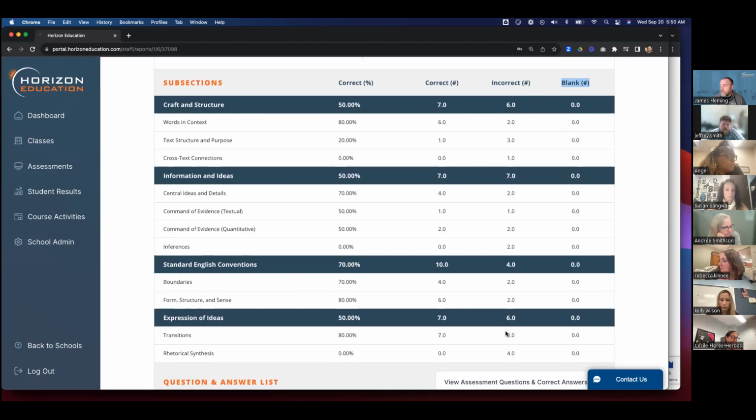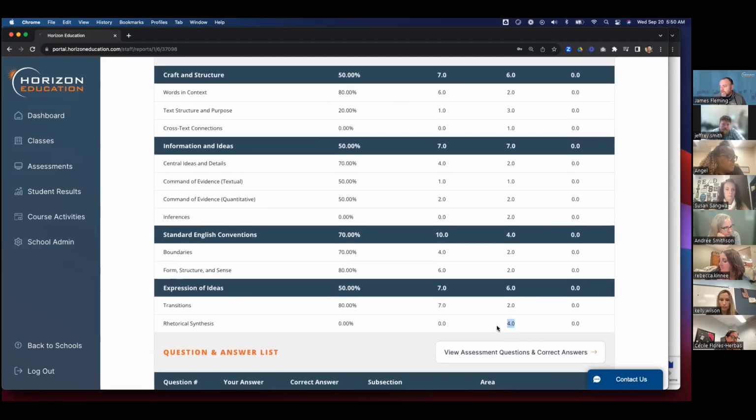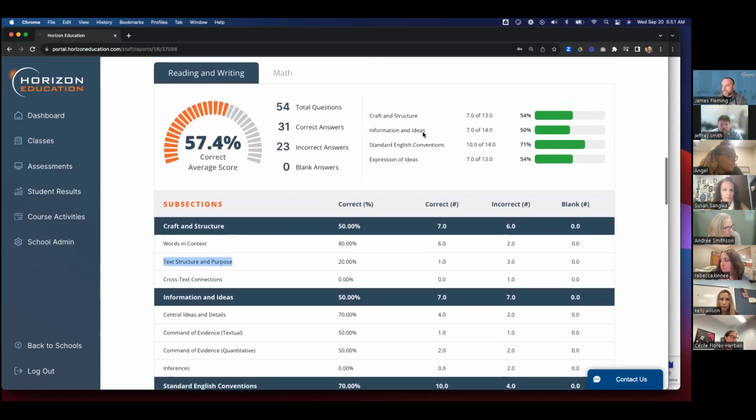So if I'm looking through the incorrects, 4 points on what? Rhetorical synthesis. So the student didn't get any of those items right. That's obviously an area of focus we would want to look at. I'm also looking at text structure and purpose. Remember, that was one of the student's opportunities, 3 points left on the table, and then lots of 2s throughout these categories. So you can see this is where the student is starting to gain focus and a little bit of clarity about how they can continue to improve their score by looking at those points that were still remaining.